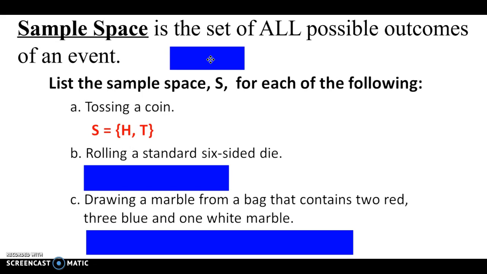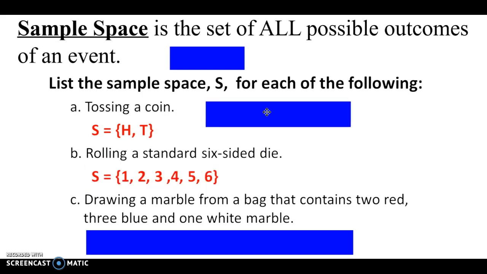Okay, what about rolling a standard 6-sided die? Exactly. It's the set of the numbers 1, 2, 3, 4, 5, 6. Now get used to writing the curly brackets, because anytime you're listing stuff, you're going to put them in those curly brackets to show that you're listing a group of things.